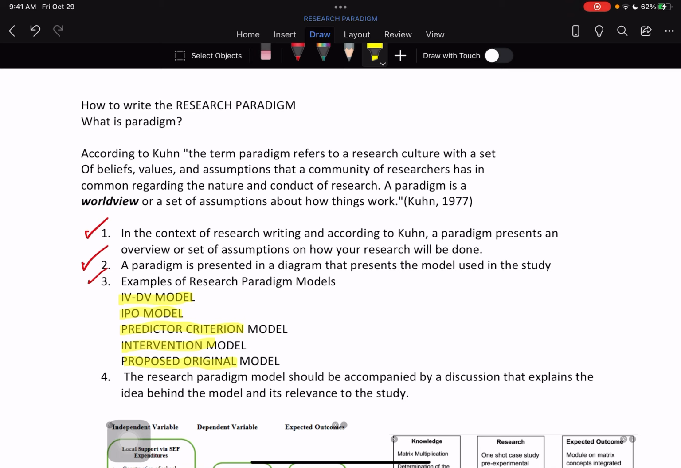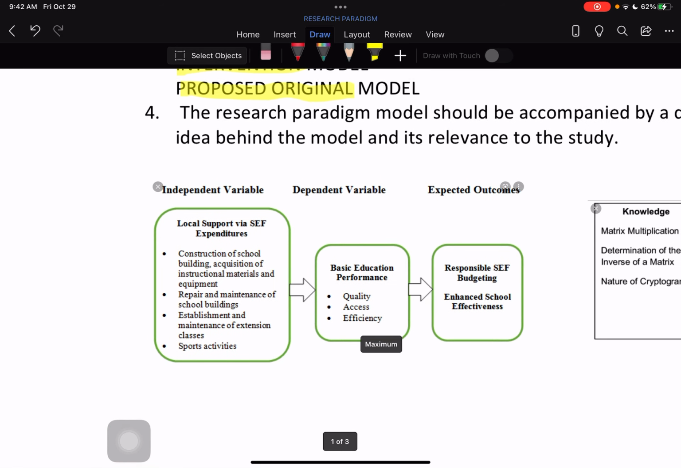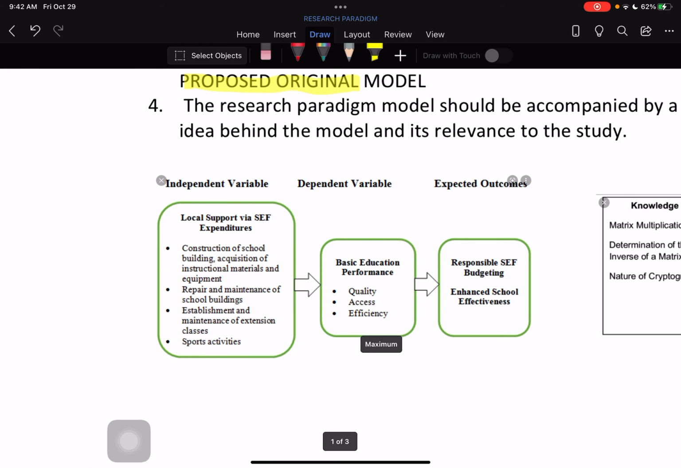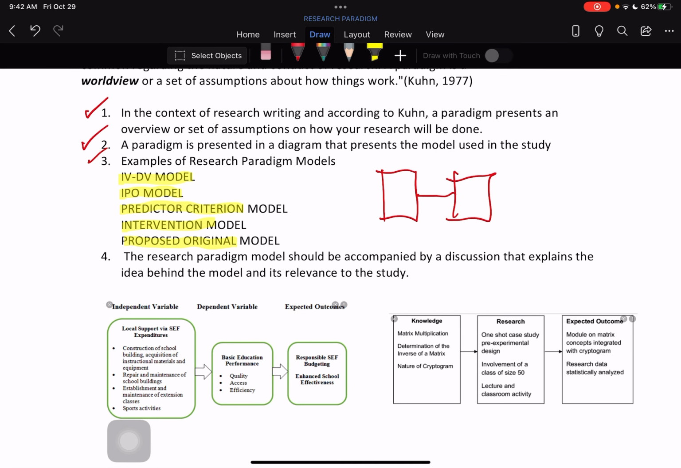So IVDV only shows the relationship of variables, two variables specifically, the dependent and independent variables. So how are they related to each other? That's why we have this model here showing a simple independent and dependent variable model. Okay, but usually this is also used in experimental research, which I will show you later on, using two groups.